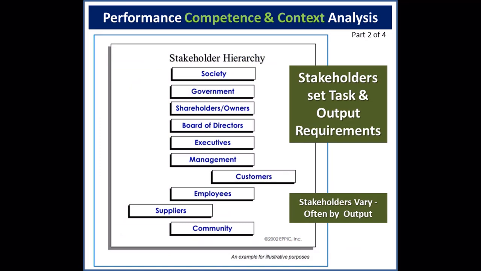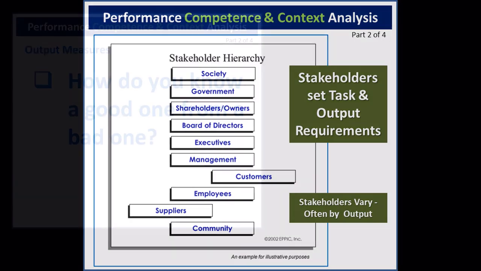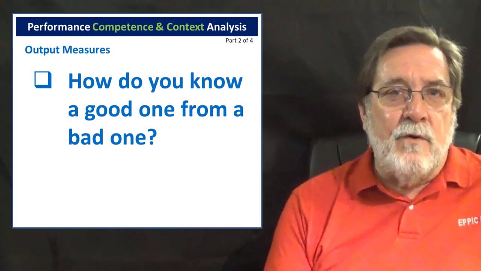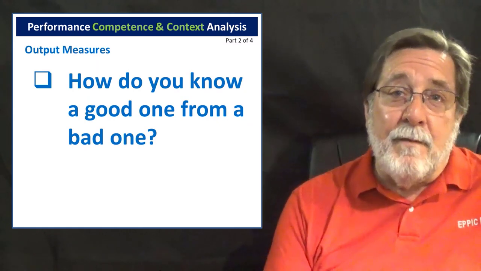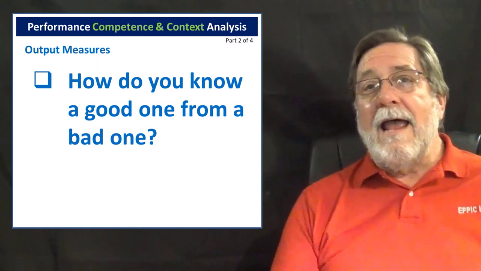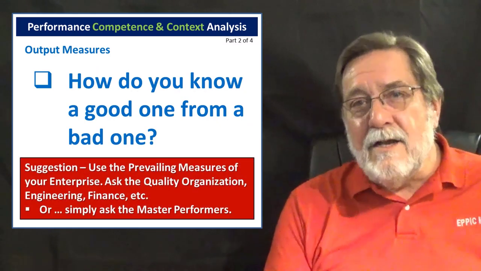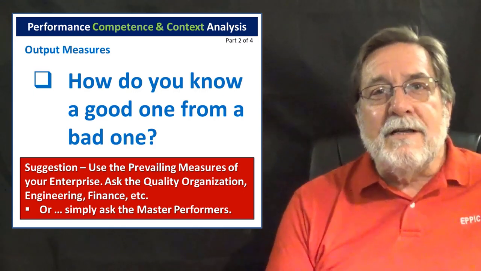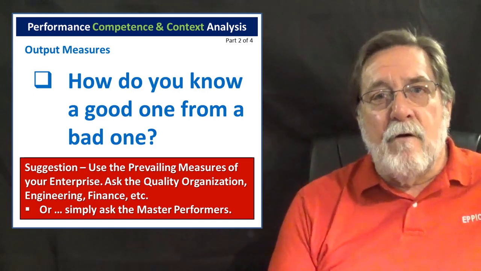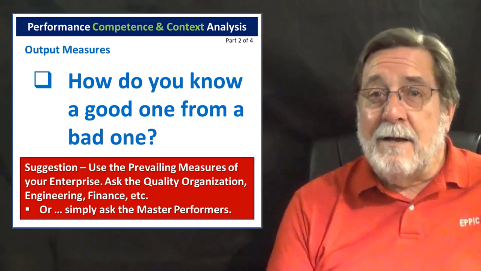Again, requirements come from these stakeholders, and they can be both formal and informal requirements. I often focus on the outputs to start all of this gap analysis versus looking at the tasks. And I ask this simple question: how do you know a good one from a bad one? When I ask master performers how they know a good one from a bad one, they usually give me both the formal and informal measures and sometimes standards.